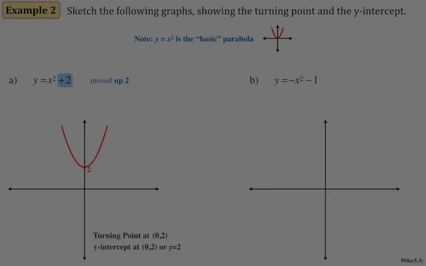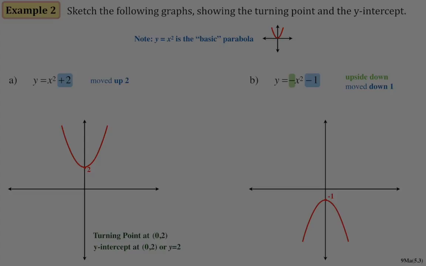Let's try part B. With this one, we know the graph is going to be moved down 1 unit because of the minus 1 on the end. Because there's a minus in front of the x squared, it makes it upside down. So this is the same as y equals x squared, except it's upside down and down 1 unit. So if I was to go down 1, I'd be at minus 1 on the y-axis, and it opens upside down. That's the basic shape of my parabola.